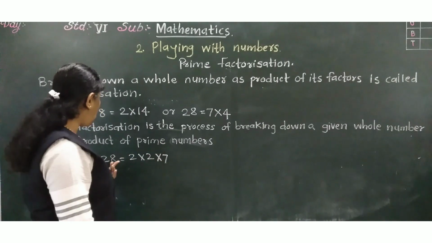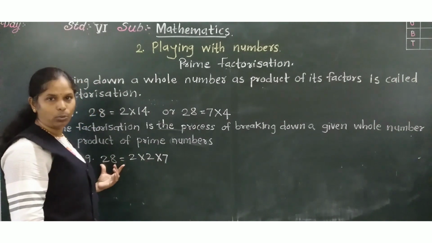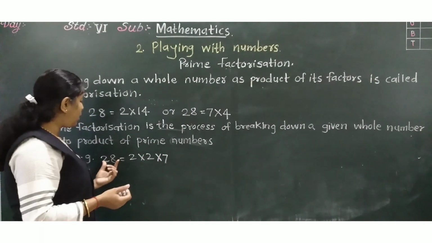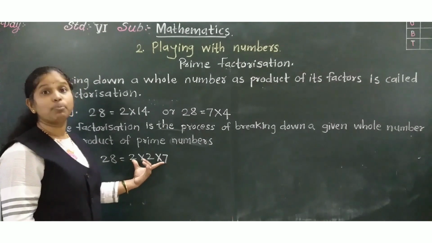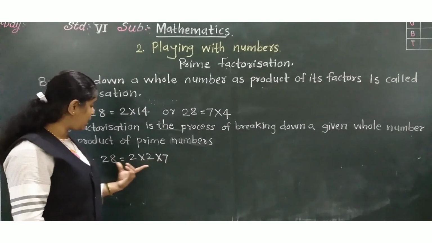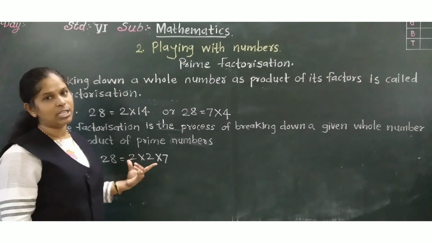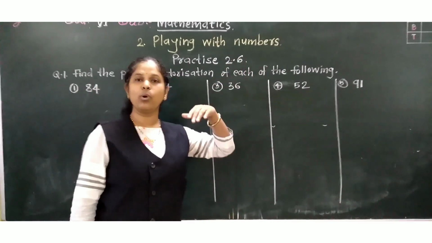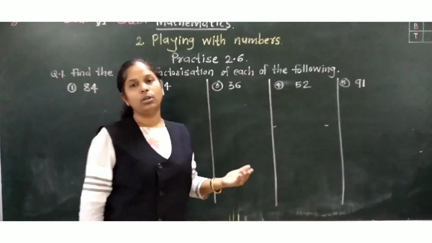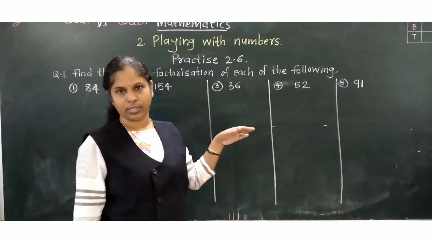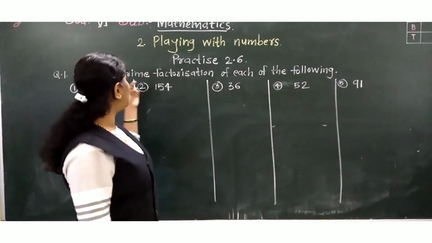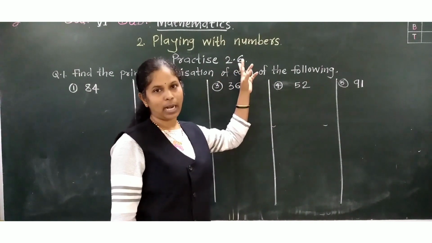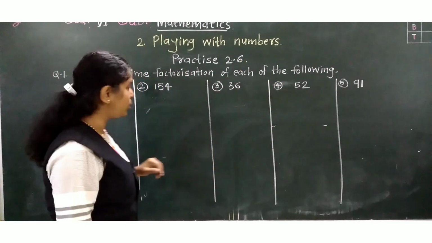When we do factorization like this, that is called prime factorization. The whole number, when we break it down or split it into the product of its prime factors, that process is called prime factorization. In practice 2.6, we are going to learn in detail how to find the prime factors, or how to do the prime factorization of given whole numbers. Now directly we will solve practice 2.6 and see how to do the prime factorization.